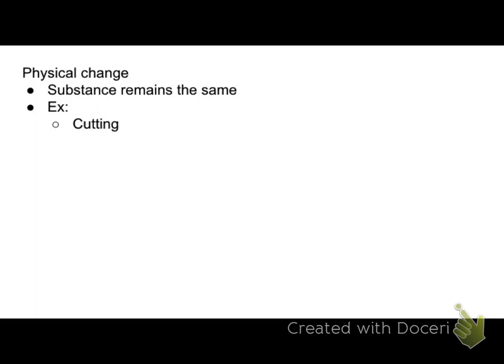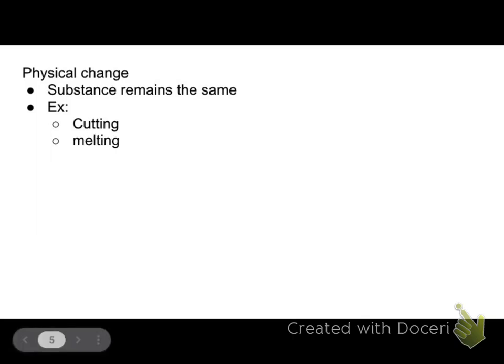So you should have the same substance, which means it should have all the same physical and chemical properties it had before. It should have all the same chemical properties it had before. Some of its physical properties might have changed, like shape or size, right? If you cut something up.